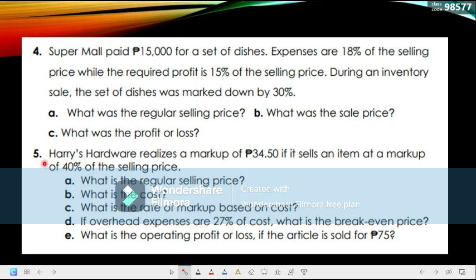Number 5. Harris Hardware realizes a markup of 34 pesos and 50 centavos if it sells an item at a markup of 40% of the selling price. Letter A, what is the regular selling price? Letter B, what is the cost? Letter C, what is the rate of markup based on cost? Letter D, if overhead expenses are 27% of cost, what is the break-even price? Letter E, what is the operating profit or loss if the article is sold for 75 pesos? Okay, so you have to answer those 5 problems in your activity business math notebook.